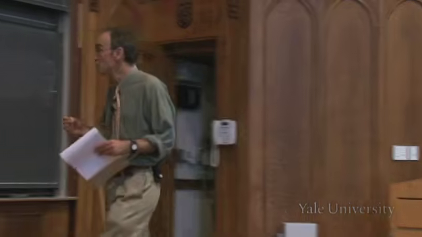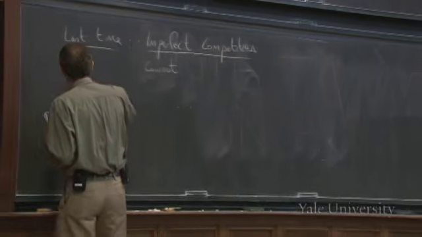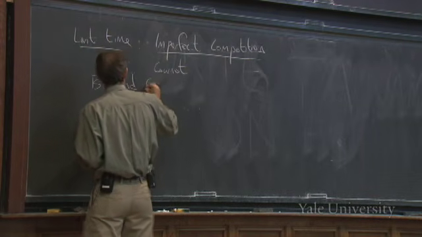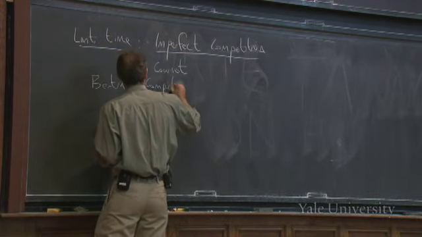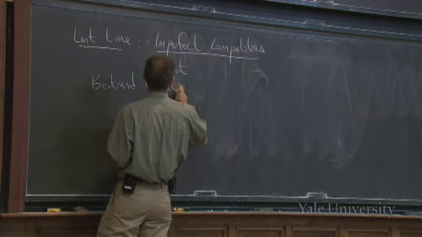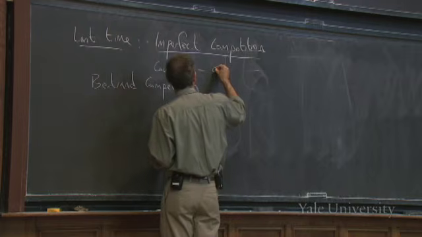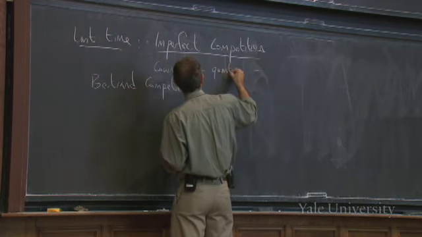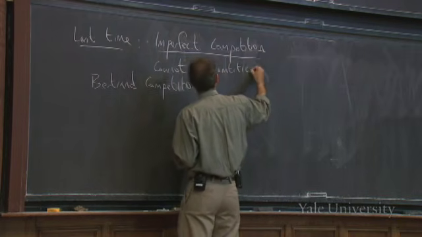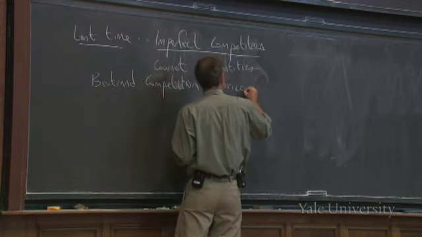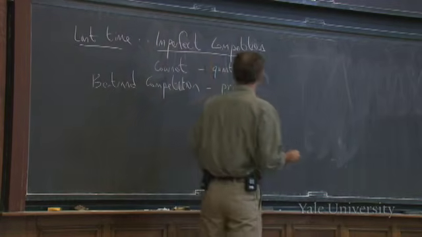So the first thing we're going to do today is look at a different form of competition, which is called Bertrand competition. So Cournot was competing in quantities, and Bertrand is competing in prices.